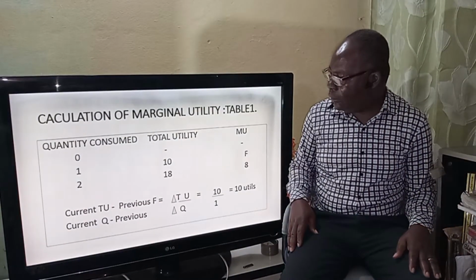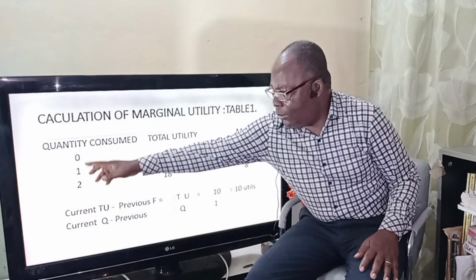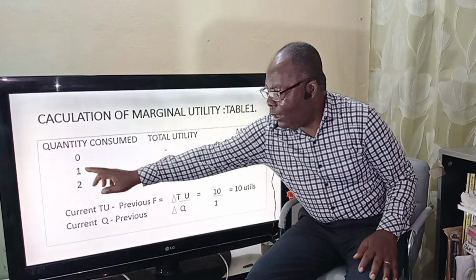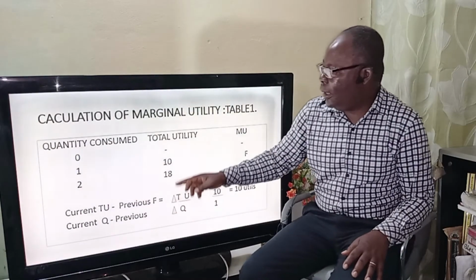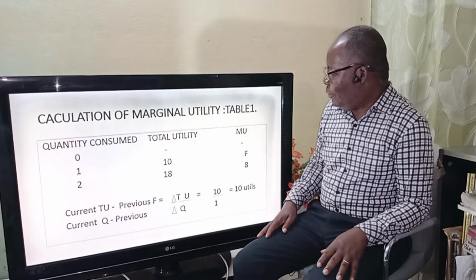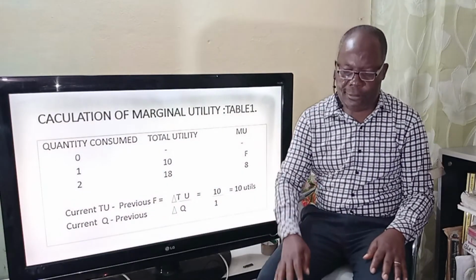Now you can also look at it this way. The change from 1 to 0 is 1. And then here there is nothing. So it still means 10. So we have 10 utility.